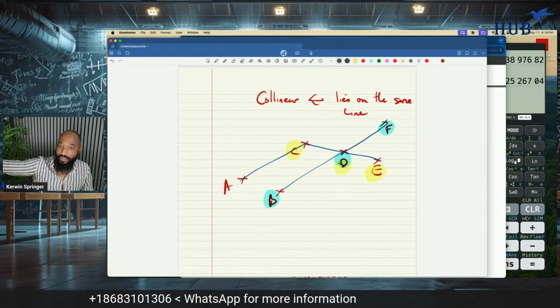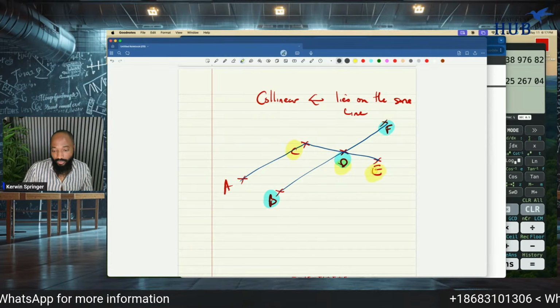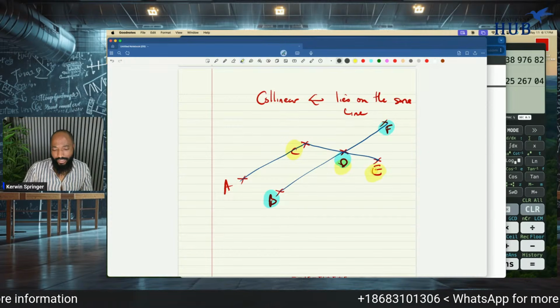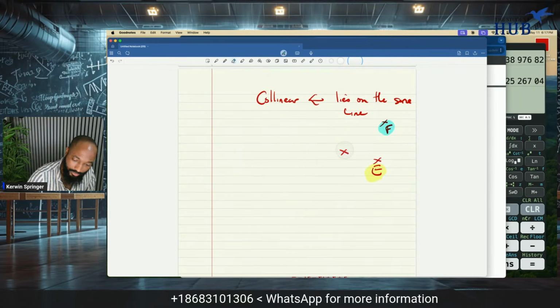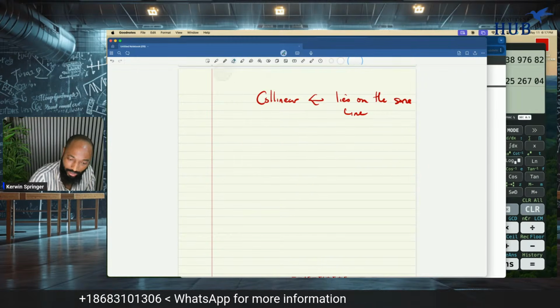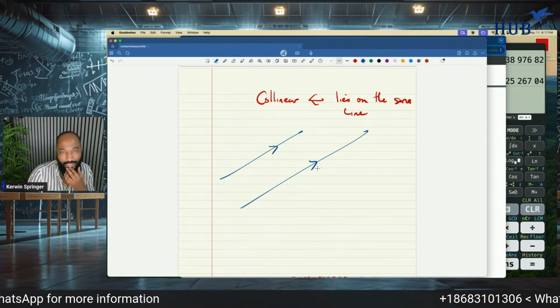That's what collinear means. And there's a way to show this in vectors. How do you even show that in vectors? Well, before you show collinear, you need to show that they are parallel. And parallel just means having the same gradient going in the same direction. These two lines are parallel.